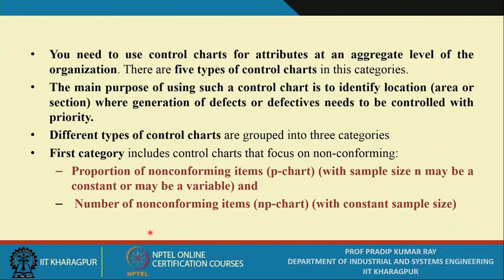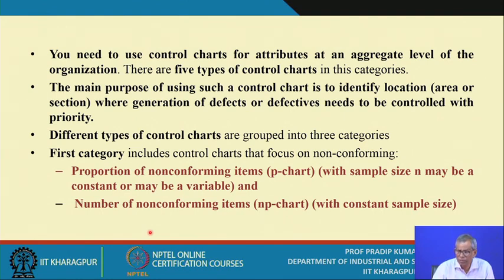So the question is, where does a particular process exist? Obviously at the shop floor level, at the operations level. Now, these control charts for attributes are essentially used at a particular level. That means not at the shop floor level, not at the operations level, not at the process level. They are used at the department level, or the function level, or the organization level. So there is a point to be highlighted, and there are 5 types of control charts in these categories. I will name them, but before I name them, you also must know what is the main purpose of using such a control chart.